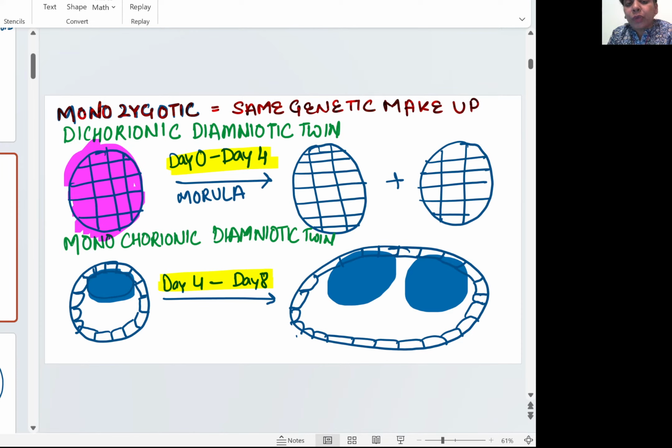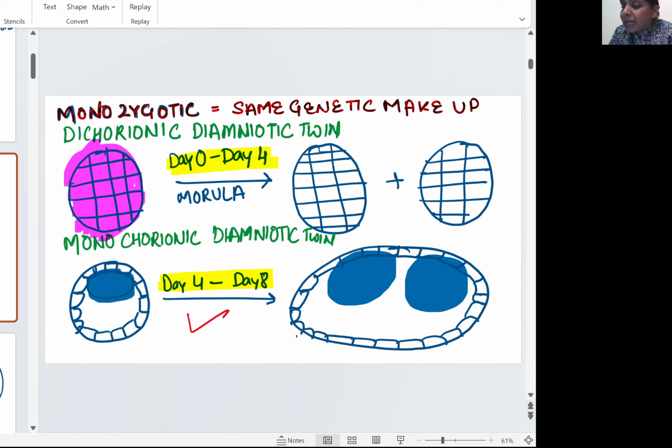Now each morula will have its own separate chorion and amnion. So if the division occurs in the first 4 days, then the resultant will be DCDA, dichorionic diamniotic. If the division occurs on day 4 to day 8, this one.